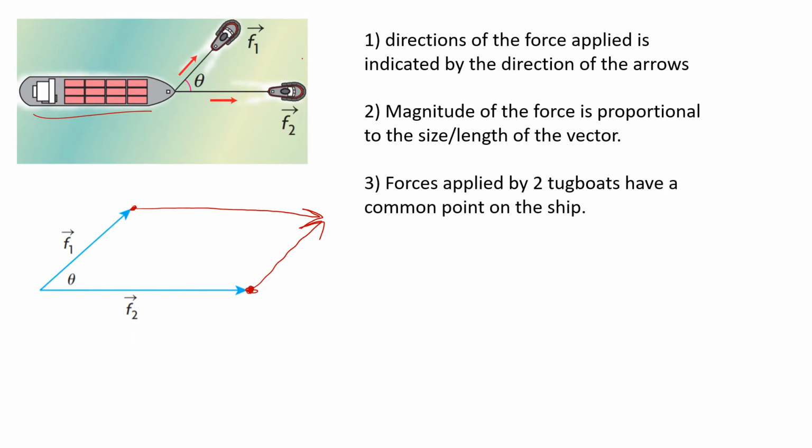Now, to find the resultant force, all I need to do is draw a line starting from the initial point, which is here, to the end point. So my end point is here, right? So the resultant force is this, drawn in black. This represents the movement of the ship, the direction of it, as well as the resultant magnitude. This method is called the parallelogram law.